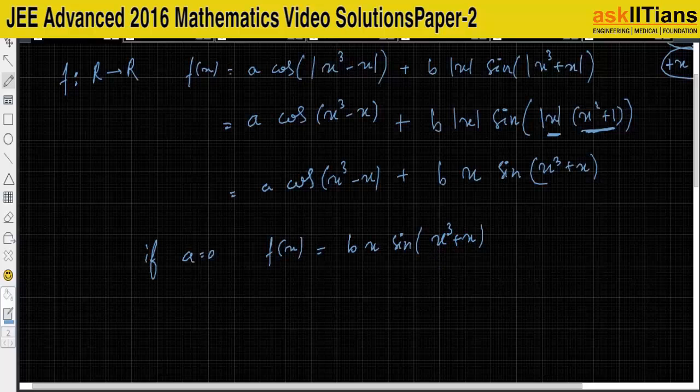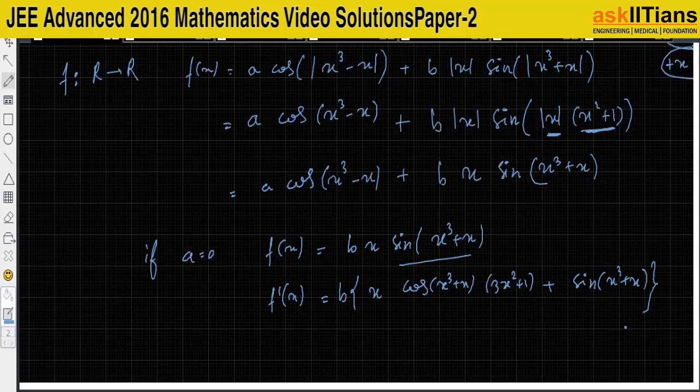So if I look at this function at x equal to 0, this function will be differentiable, right? Because I can find out the value of f dash x. If I find out the value of f dash x, it will come out to be b times first function into differentiation of this, that is cos of x cube plus x into 3x square plus 1, plus the second function into differentiation of first function, which is just 1. So definitely this is differentiable at x equal to 0. Alright, so option A is correct. Then let's look at the next option.